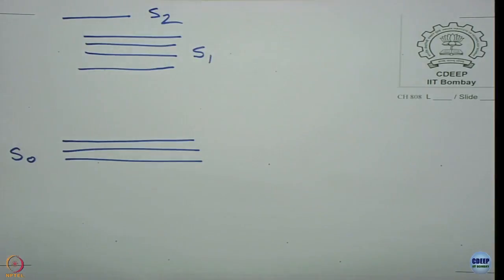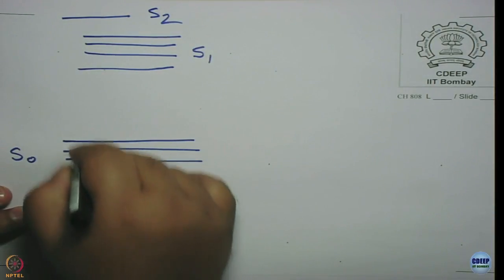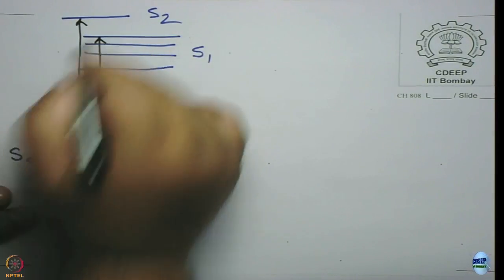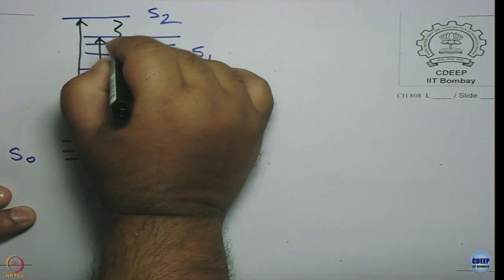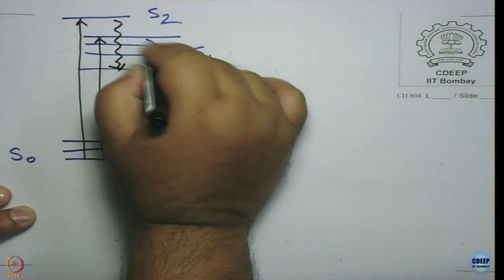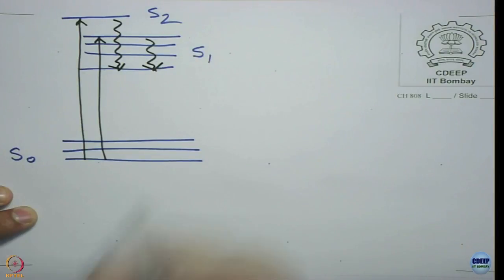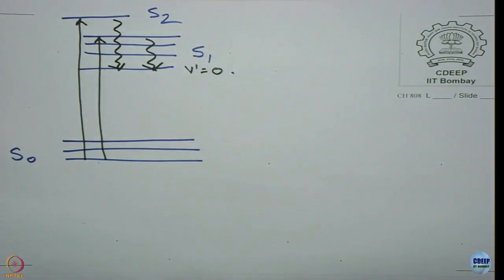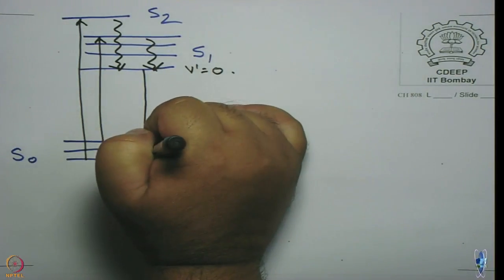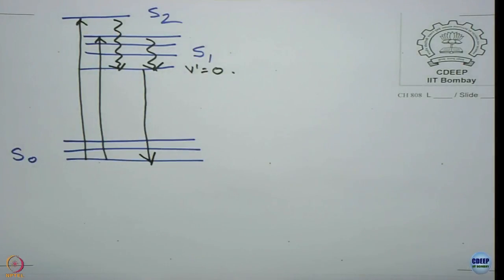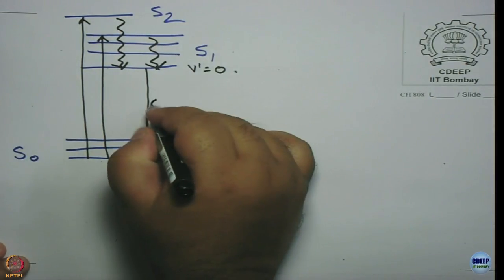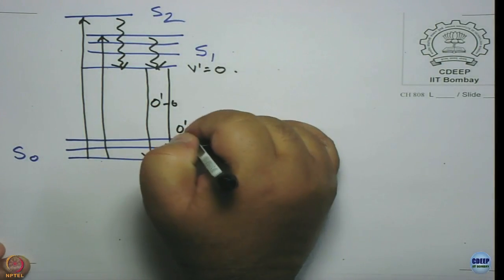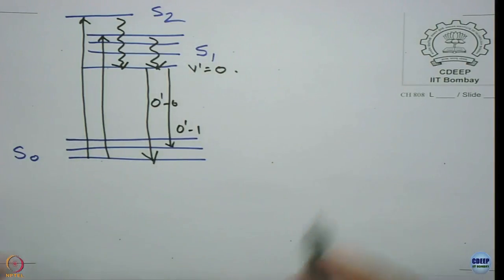What we have learned is that you excite no matter where: you can excite to S2, you can excite to a higher vibrational level of S1. There is always ultrafast vibrational relaxation to v' equal to 0, the lowest vibrational state of S1, and that is where the emission takes place from. So, this is the 0'-0 transition. You can have things like the 0'-1 transition. You can have something like 0'-2 and so on and so forth.